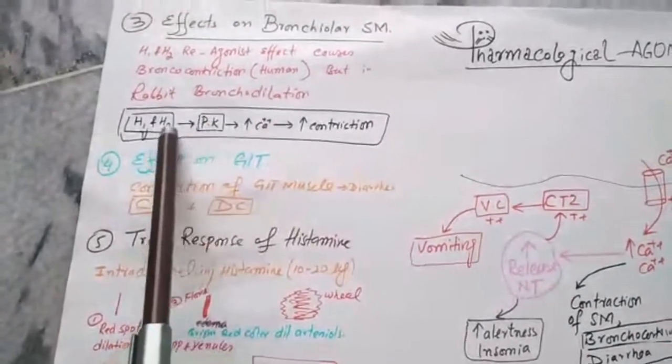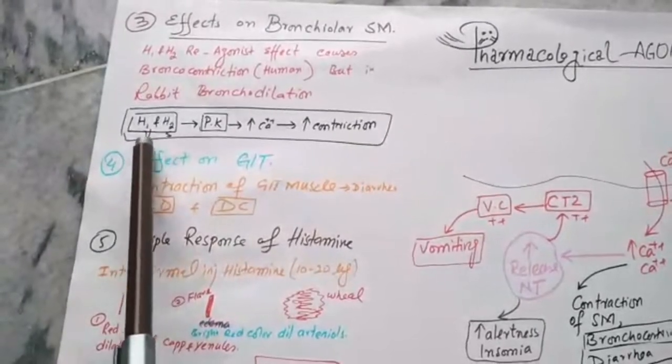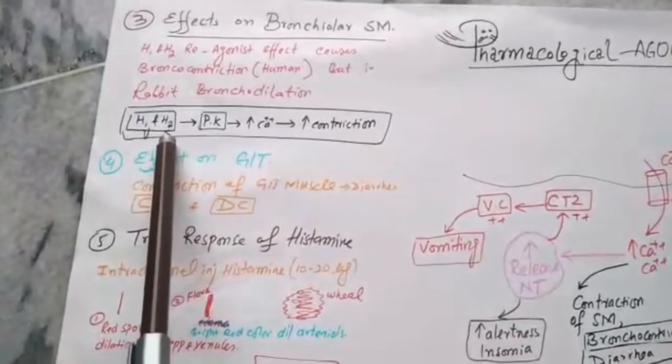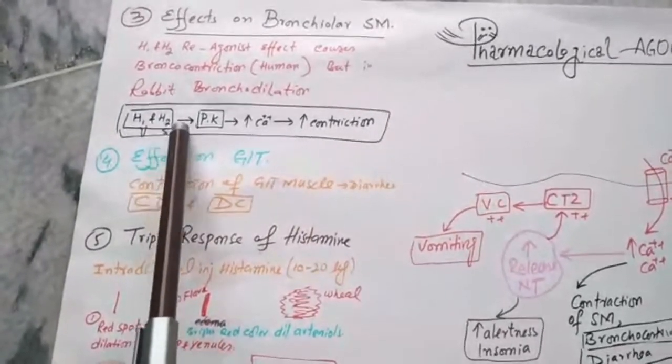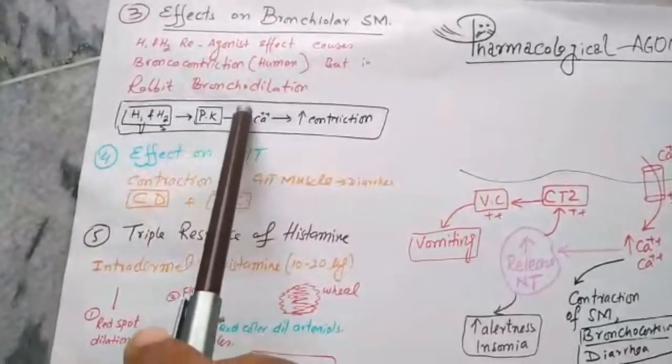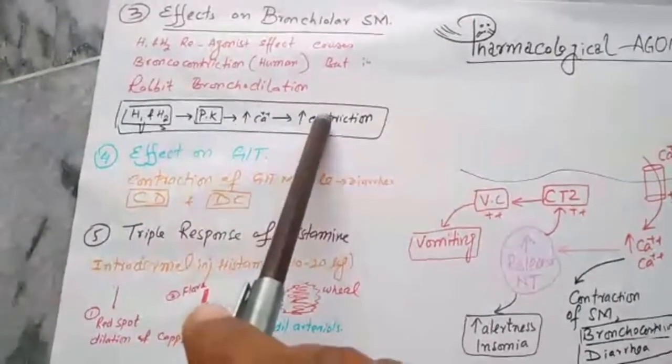So the mechanism: H1 is Hq, H2 is Hs. When they stimulate protein kinase, there is an increased calcium level, and this calcium causes contraction.